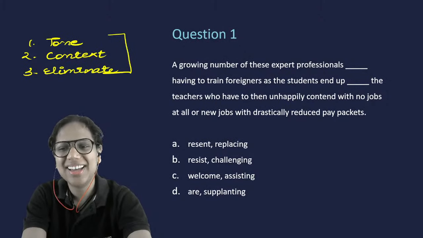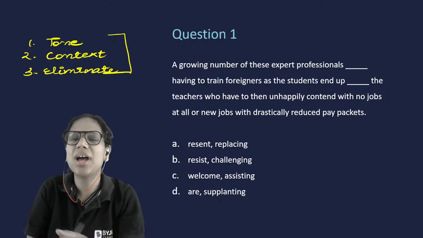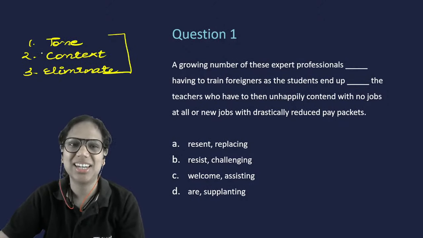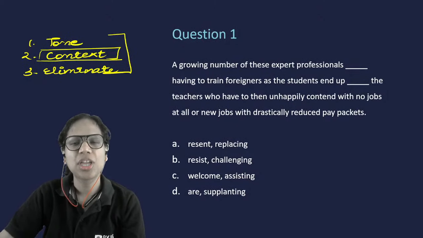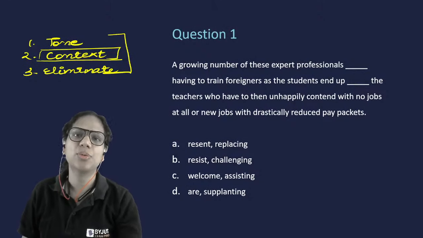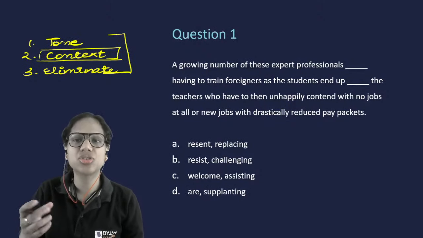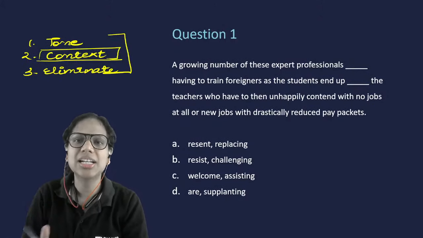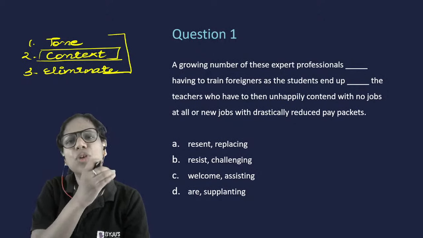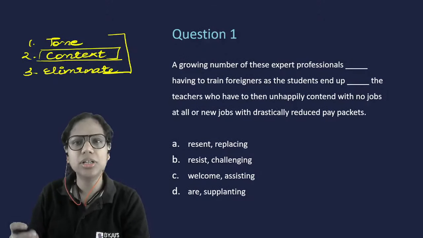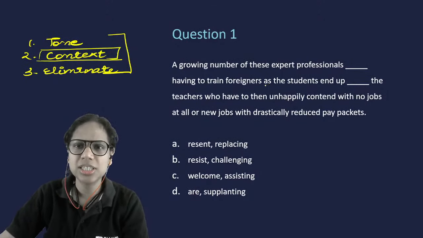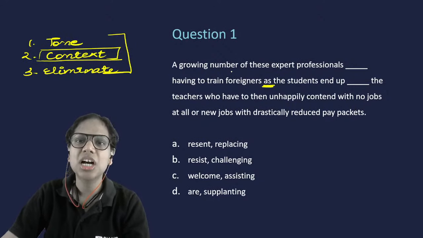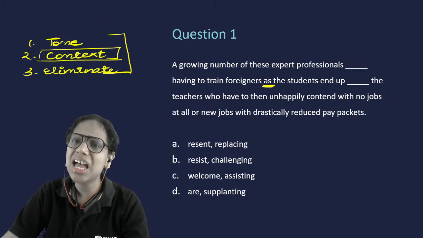So, I think that you have missed out on something. I told you to pay attention to the surrounding words. When I say that, I also mean to see the structure. As in, is there a cause-effect relationship there? Is there a contrast that has been drawn there? Is one idea simply stated and probably continued? So if you see this, there's an 'as' here. A growing number of these expert professionals dash having to train foreigners as the students end up dash.